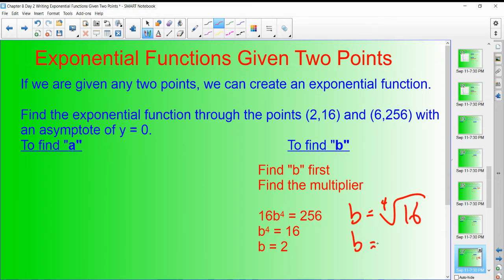Or we could also say to the fractional power of 1/4. Either of these will work. So the fourth root of 16, or 16 to the 1/4 power, and you get 2.